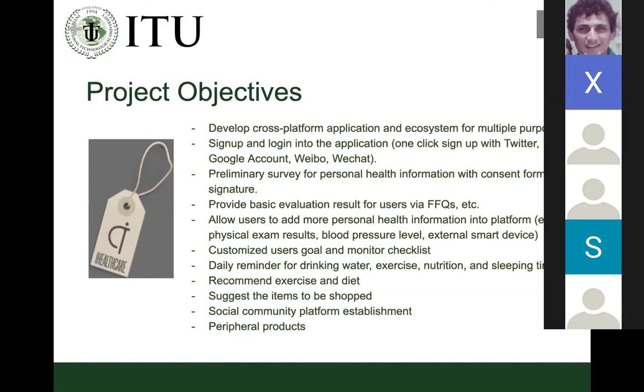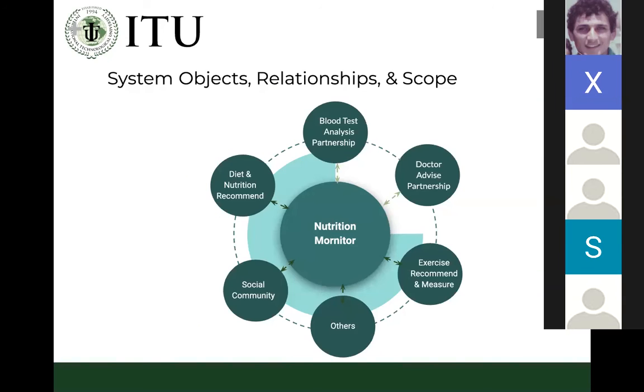Our application can also recommend exercise and diet. We also suggest the items to be stopped, and our platform will show the social community established to help our users communicate and share their experience. And we also provide the products. Our system objects, relationship, and the scope.